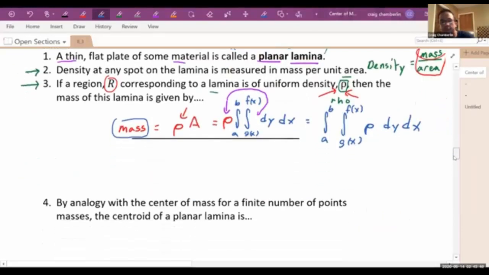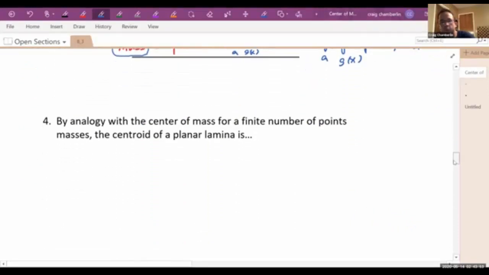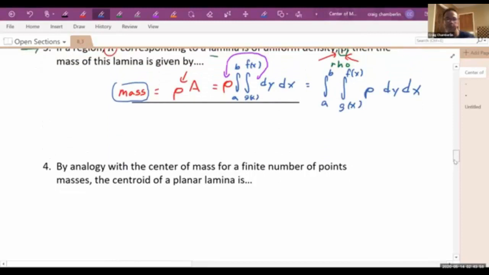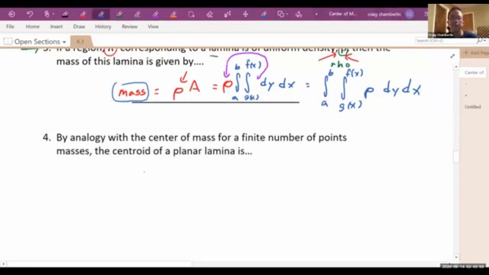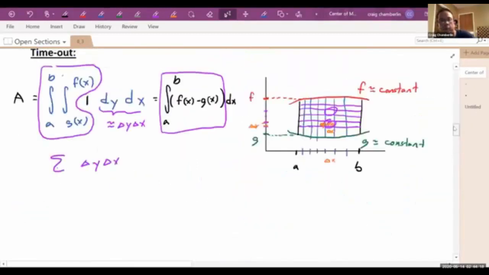Okay. Now, number 4, note number 4, try to keep that in sight for a second. Note number 4, okay, by analogy with the center of mass for a finite number of point masses, we're going to create a formula for the centroid of a planar lamina. So think about what that formula was.